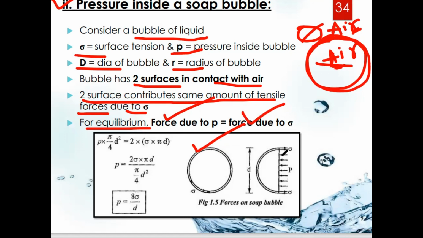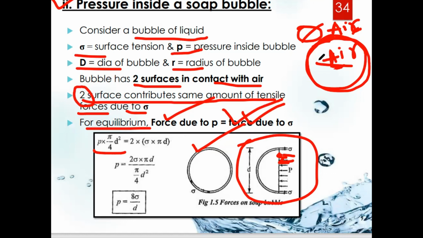The inside force acts on the entire projected area, as you see here in the second figure. The internal force is due to P, which is P into the projected area, pi d square by 4. And the force due to sigma, that is surface tension, here you will get 2 sigma, because inside also air is present and outside also air is present. So surface tension force will be present both inside and outside. That's why the force due to surface tension is 2 sigma into pi into d. So here pi will get cancelled, d will get cancelled.